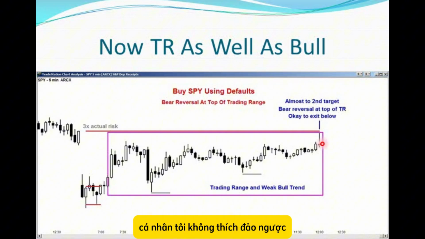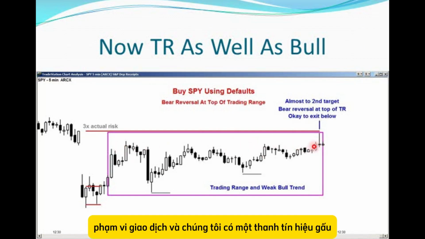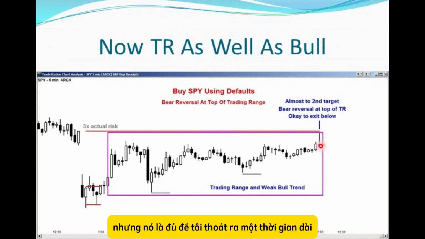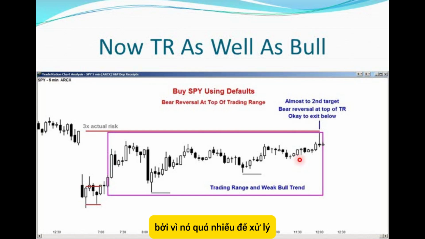Personally, I don't like to reverse except under exceptional circumstances. So most of the time, if I'm long, let's say I bought here, or here, or here, or even here, I would exit my longs below here because this is a reversal down at the top of a trading range. We have pretty good selling pressure throughout the trading range, and we have a bear signal bar. A small body, so it's not a particularly strong signal bar, but it is enough for me to exit a long.